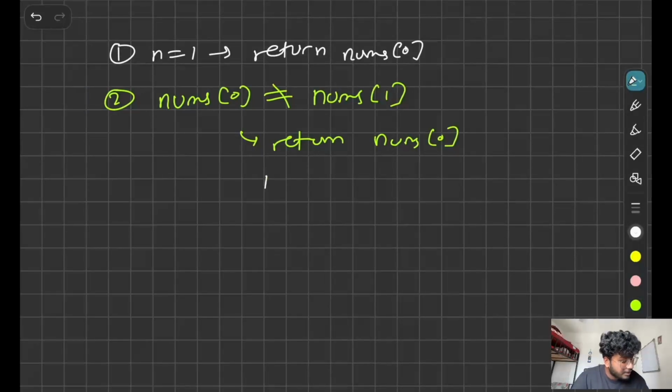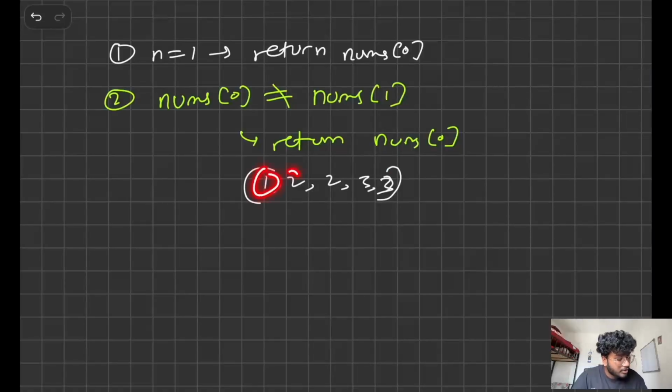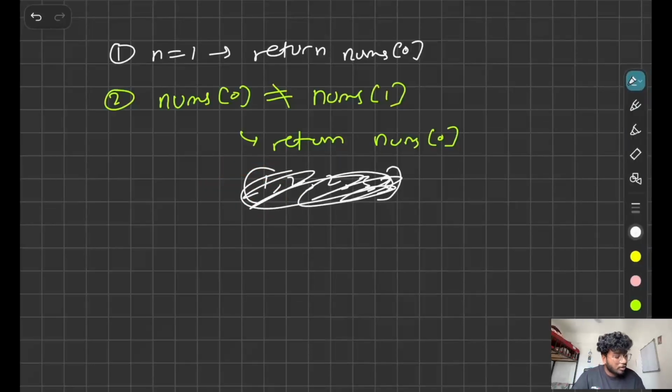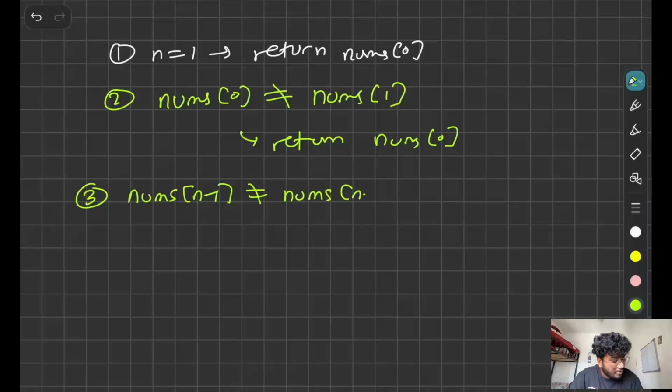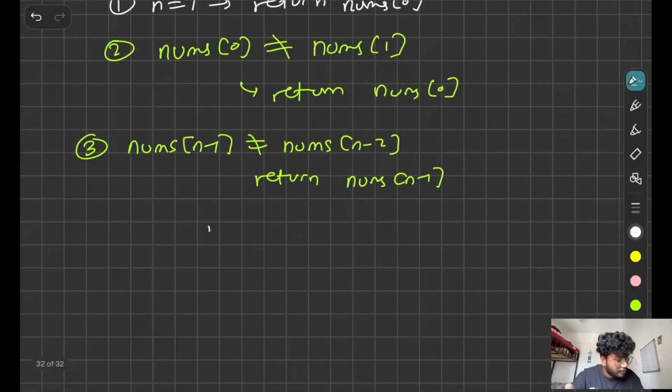If I have something like 1 2 2 3 3, my nums of 0 is not equal to my nums of 1, so I can just say this is my single element and return it. Why we are doing this, I'll come to that. So this is my second edge case, and my third edge case would be similar to it. I'll just see in the right half, if my nums of n minus 1 is not equal to my nums of n minus 2, I'll just return nums of n minus 1. Similar to the second case, if you had something like 1 1 2 2 and 3 here, right?